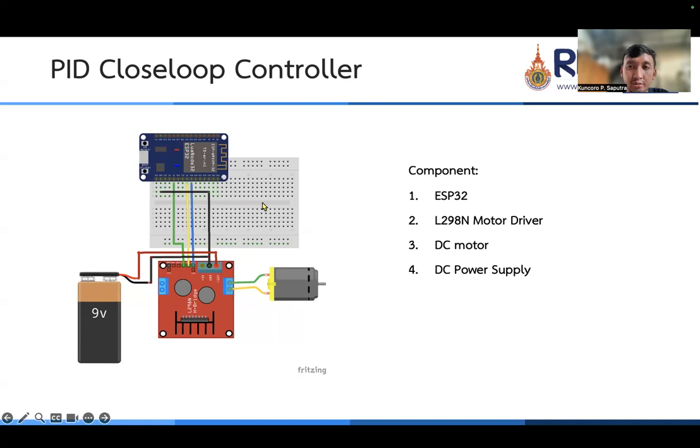And for the connection to the ESP32, we use 3 pins, with 1 pin for PWM control, and then 2 pins to control the rotation direction. So we can set forward or backward.